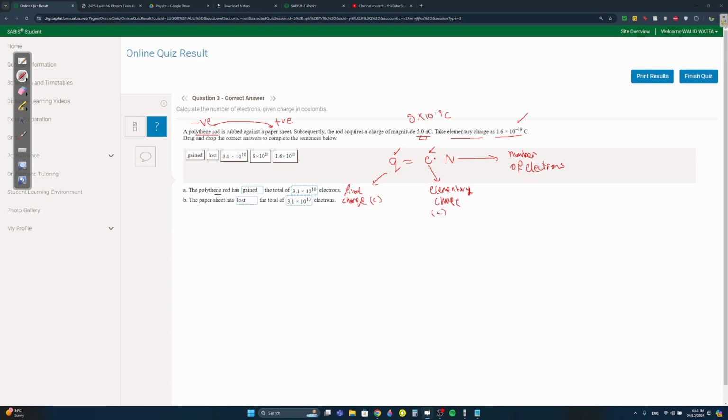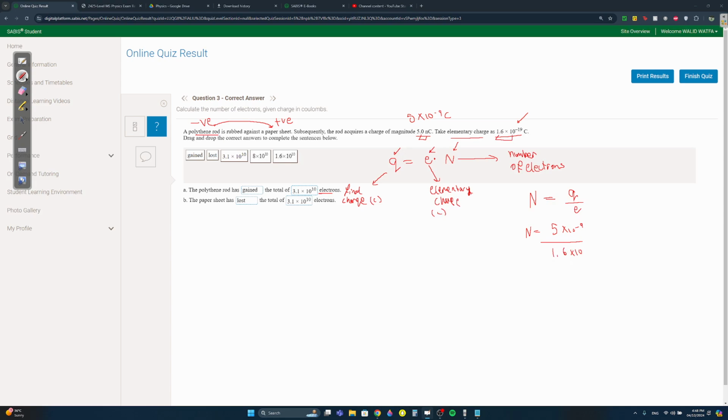What are they asking? They're asking how many electrons you have. So what do they want? They want N, right? So let's rearrange this equation. You're going to get N equals, take e to the other side, Q divided by e. We know that the final charge Q is 5 times 10 to the power of negative 9 coulomb, and the elementary charge e is 1.6 times 10 to the power of negative 19 coulomb.